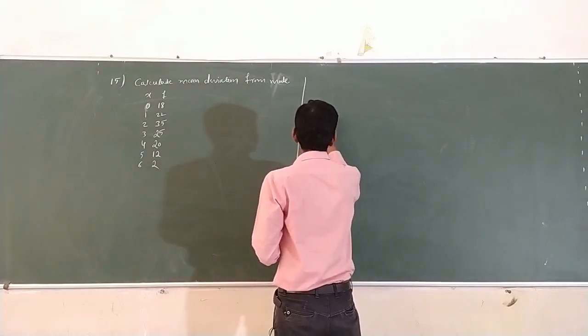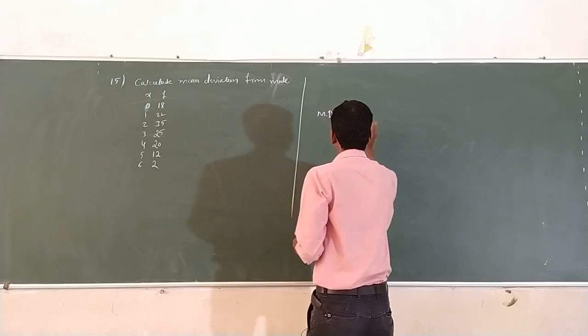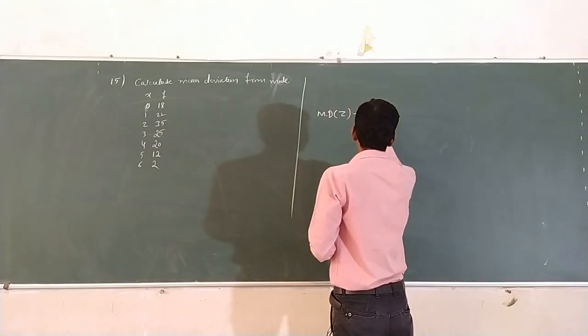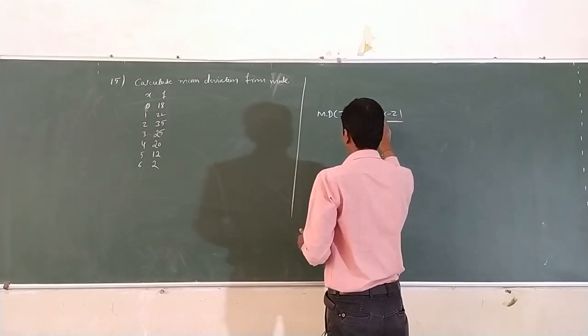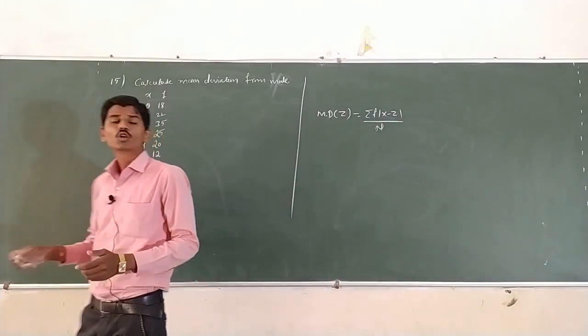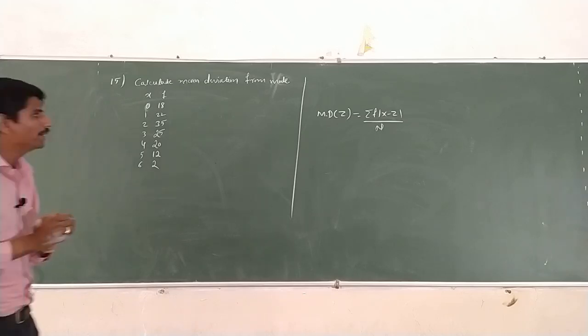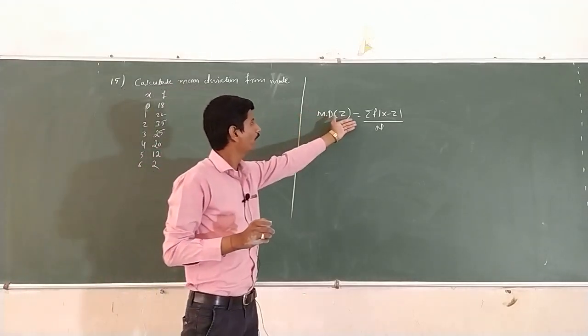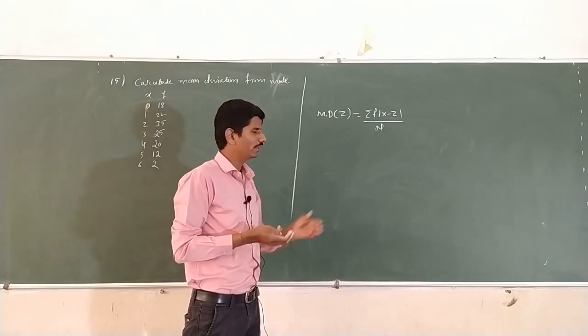Here the mean deviation from mode, mode is denoted by z, is equal to the sum of f into mod of x minus z divided by capital N. Here the data are grouped data, because frequencies are given. In grouped data, it is a discrete case. Class intervals are not given, only x values are given. So it is a discrete case. Then you have to apply mean deviation about mode equal to sum of f into mod of x minus z divided by capital N, where z is the mode value.